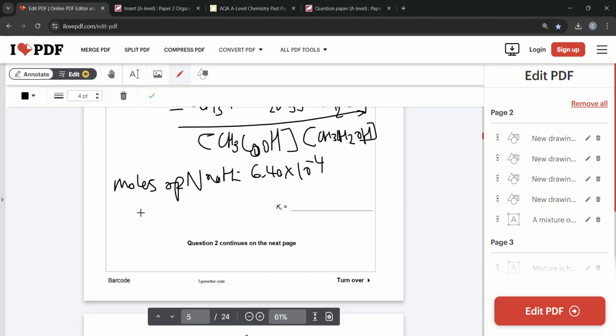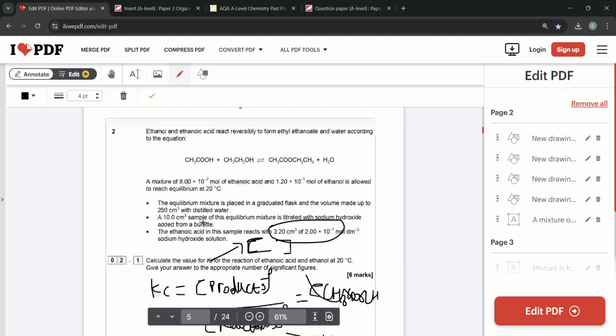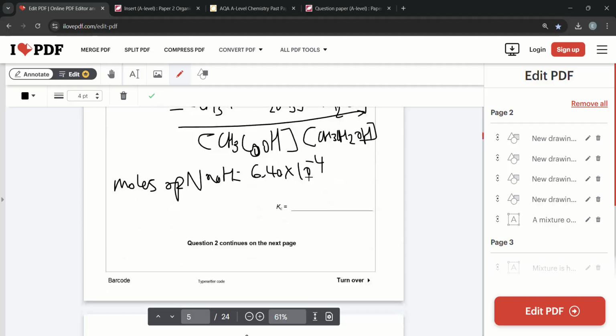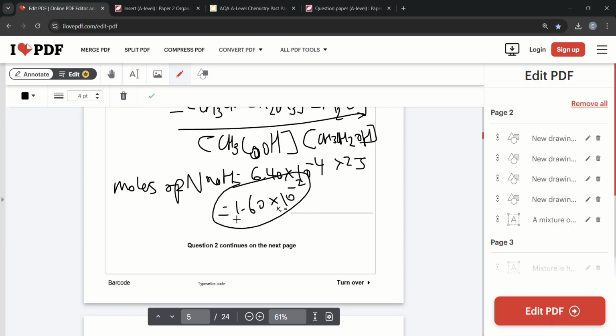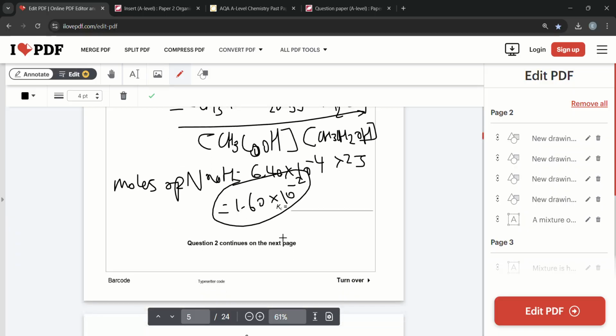Then, that's for 10 centimeters cubed, but we want the moles of acid in 250 centimeters cubed, so we need to times by 25, and we get 1.60 times 10 to the power minus 2. And the moles of ester and water formed, well, the moles of acid reacted is going to be 8.00 times 10 to the power minus 2 minus 1.60 times 10 to the power minus 2, 6.40 times 10 to the power minus 2. That's the moles of the ester and water formed.